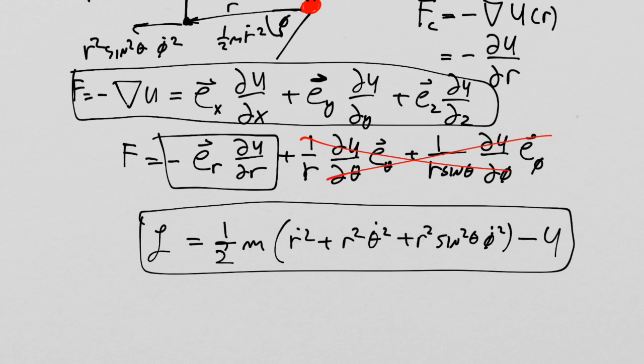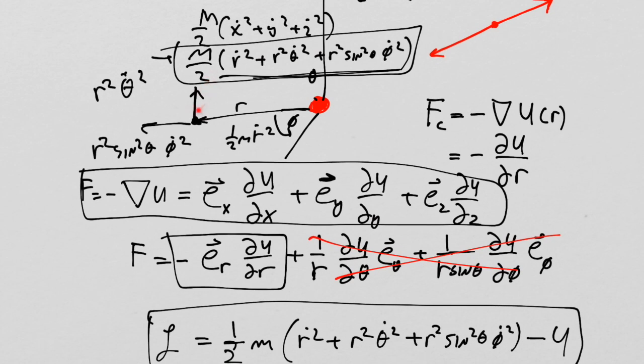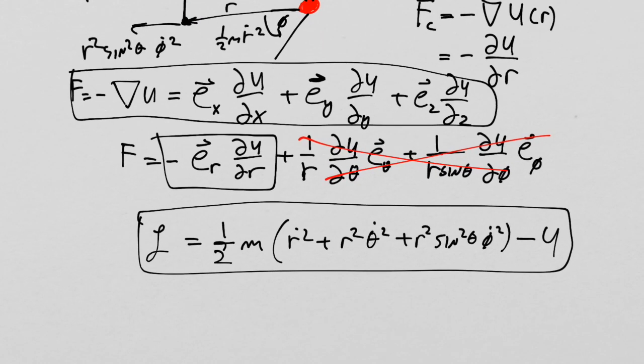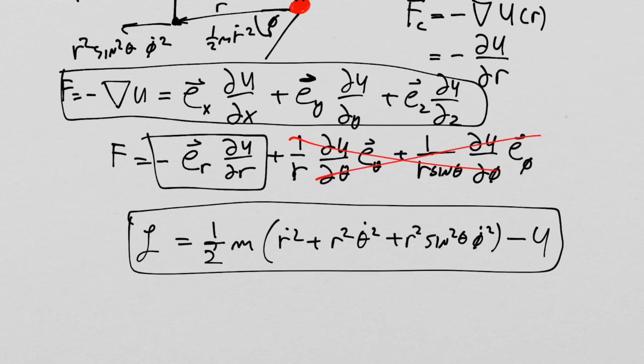The first is that the particle's not constrained, right? We're not forcing this guy on a loop or on a wire right now. It's free to go. It's unconstrained in the coordinate system that we're using. The other is that this potential has to be time independent. U can be a function of the coordinates, which in this case would be r, theta, and phi, but it can't be a function of time.